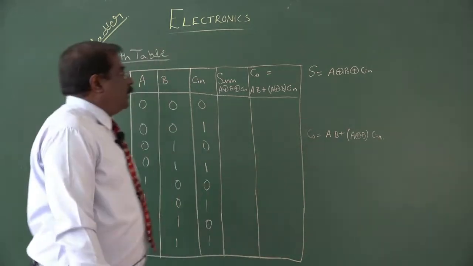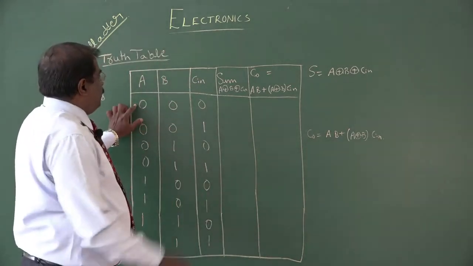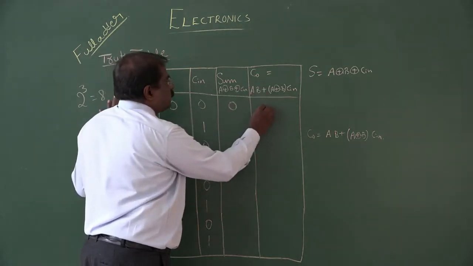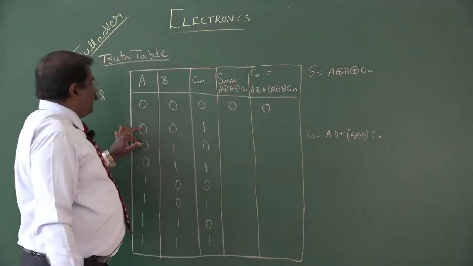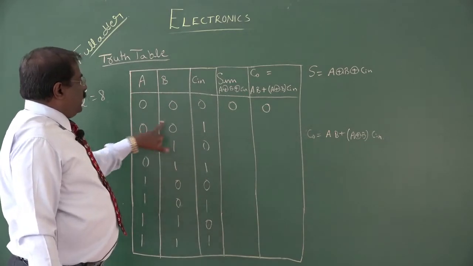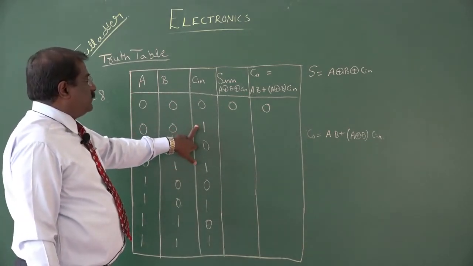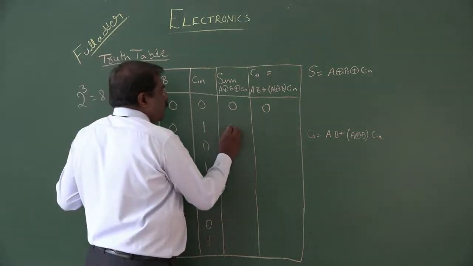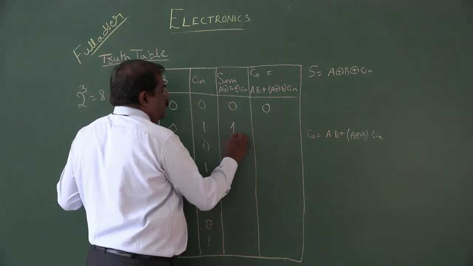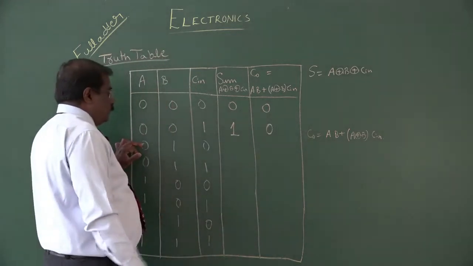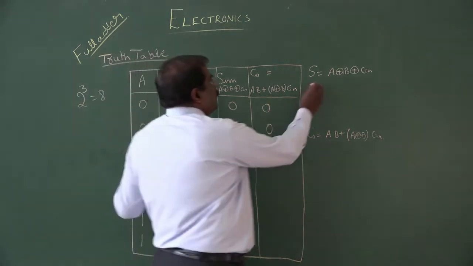Now let us take: if it is A, B, C as 0 0 0, the sum is 0 and the carry is also 0. So for this one, A XOR B XOR C in, that is the sum. For the next combination the output will be 1 and the carry will be 0. So we'll do this one.